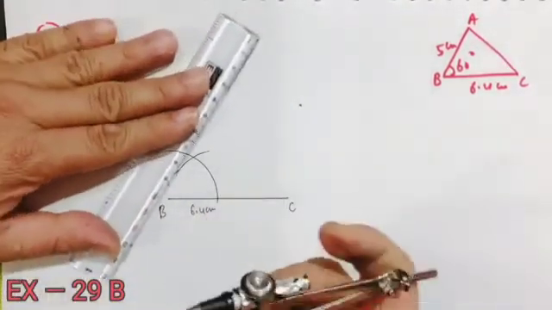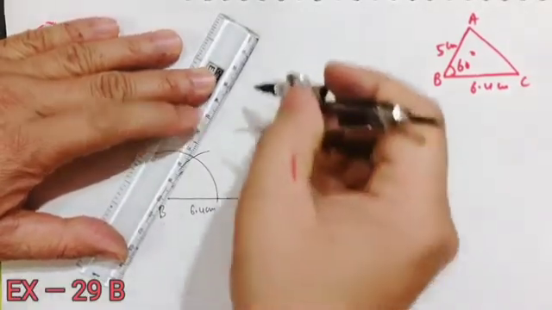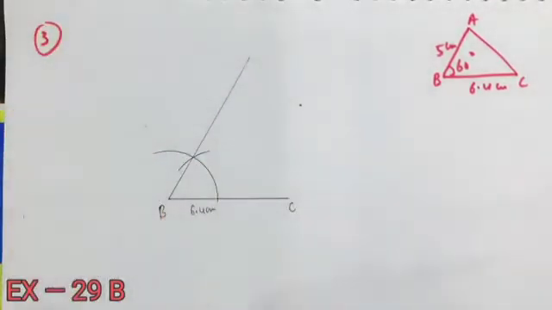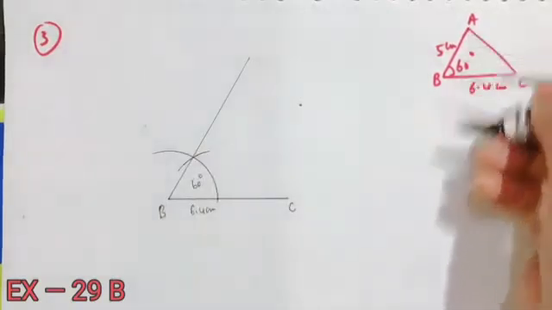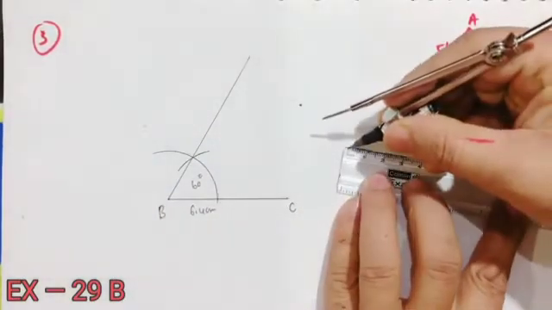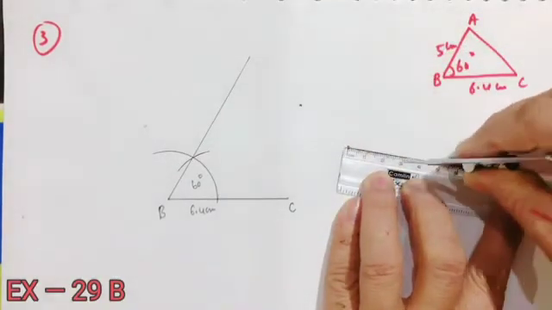This is my 60 degree. So I have constructed an angle of 60 degree. Okay, 60 degree. Now AB is 5 centimeter. So I take 5 centimeter here. Here from here till here is my 5 centimeter.